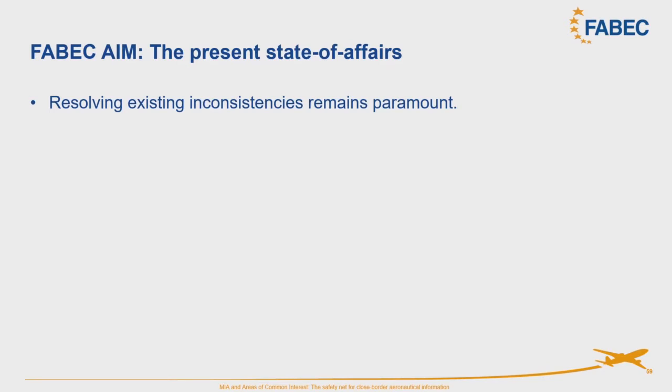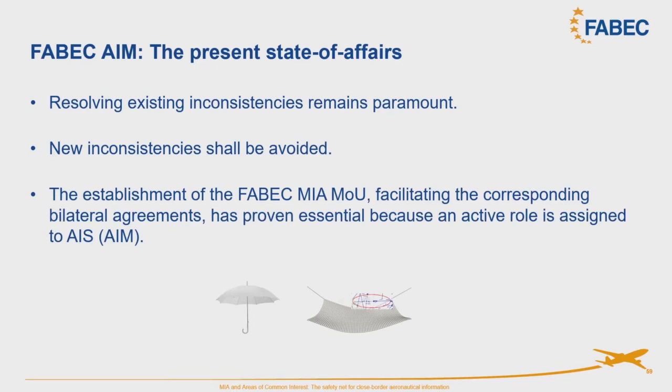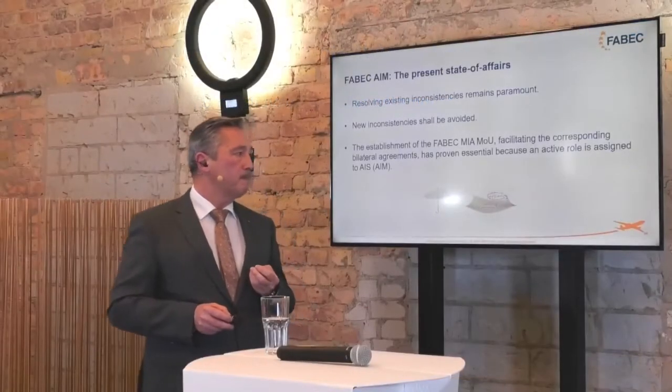Resolving existing inconsistencies remains paramount. New inconsistencies shall, of course, be avoided, and that is hopefully fostered by the MIA agreement. And we found very certainly that the establishment of the FABEC MIA MOU facilitating the corresponding bilateral agreements has proven essential because an active role is assigned to the AIS. And we can prove that, in fact, this has been very helpful in the past.